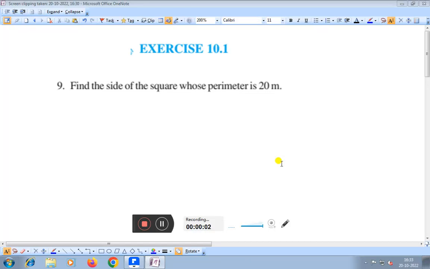Hello everyone. Today we shall solve exercise 10.1 question number 9. Find the side of a square whose perimeter is 20 meter.